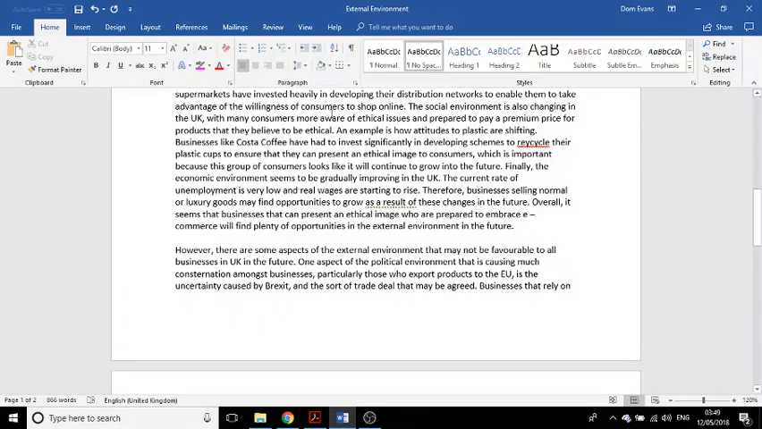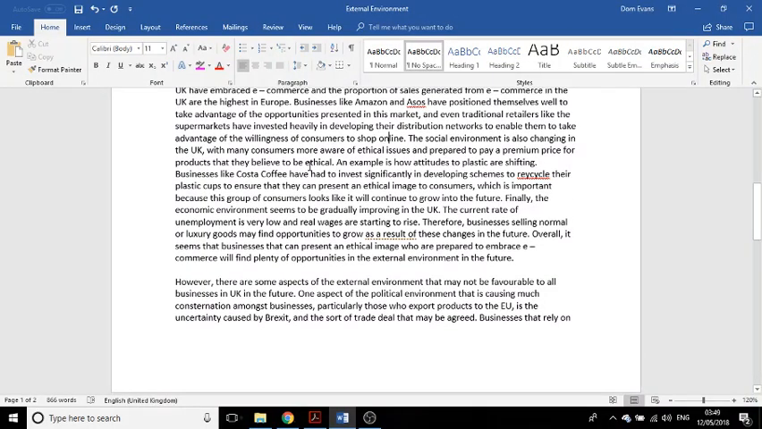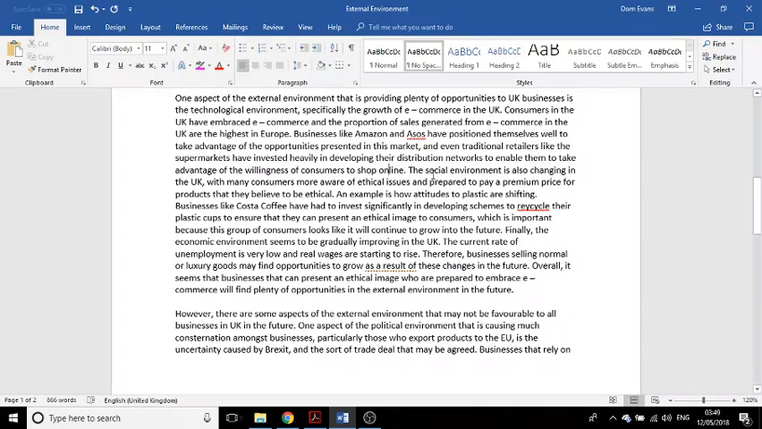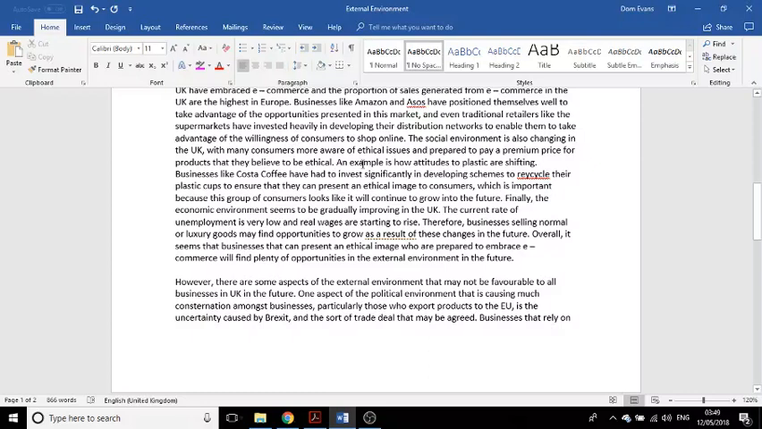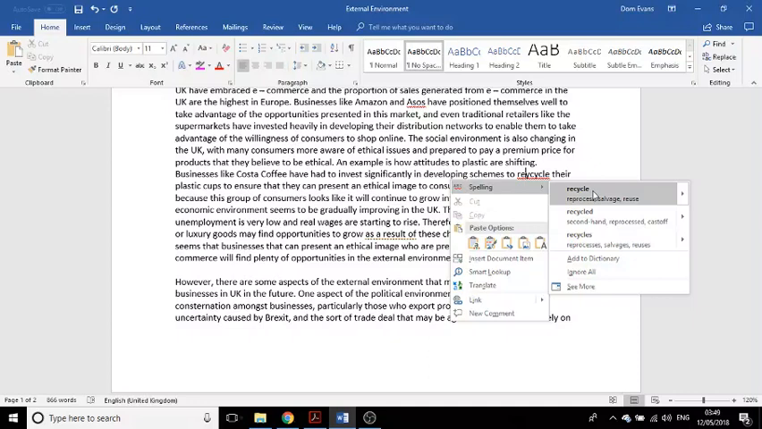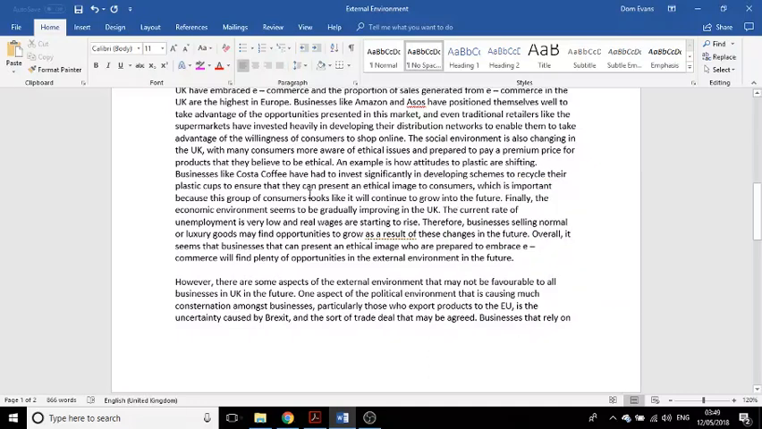The social environment is also changing in the UK, with many consumers more aware of ethical issues and prepared to pay a premium price for the products that they believe to be ethical. So now I'm looking at another aspect of the external environment, and I'm going to try and do some application. An example is how attitudes to plastic are shifting. Businesses like Costa Coffee have had to invest significantly in developing their schemes to recycle their plastic cups to ensure that they can present an ethical image to consumers, which is important because this group of consumers looks like it will continue to grow into the future.